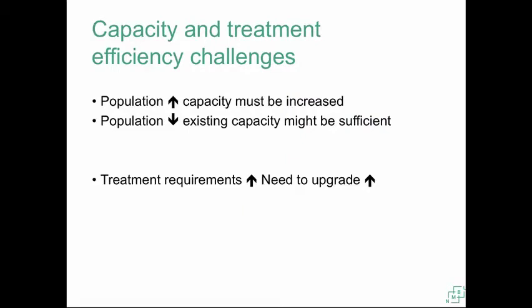This is because when the population is increasing, the treatment plants, which are built for one specific size, cannot serve the increased population, which means that you have to invest in the expansion of your wastewater treatment plants. When the population is decreasing, sometimes the existing capacity might be sufficient.